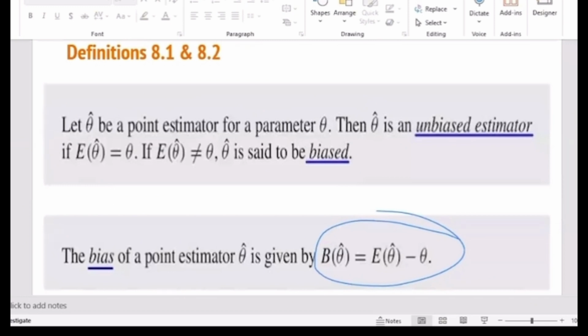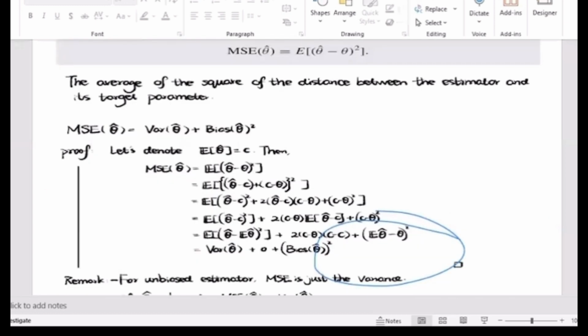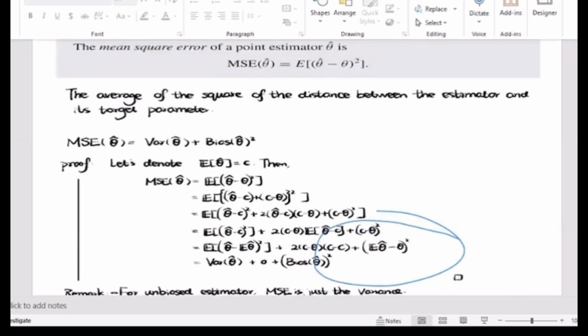I want to move on right now. You remember I promised in my last lecture that I was going to talk about the mean square error. I extracted this from the last material that we did on Monday.